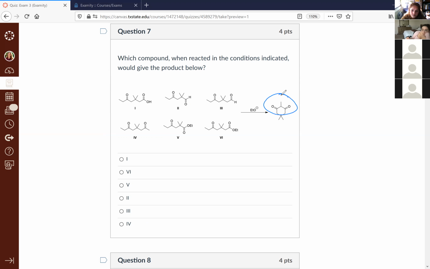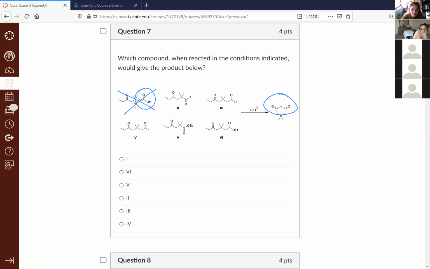So the first thing that you could do is weed out the things that won't do this type of chemistry. So for example, we didn't even work with carboxylic acids in these 2 chapters, right? Carboxylic acids do not do this type of chemistry. So cross out number 1 immediately. That's just not an option.